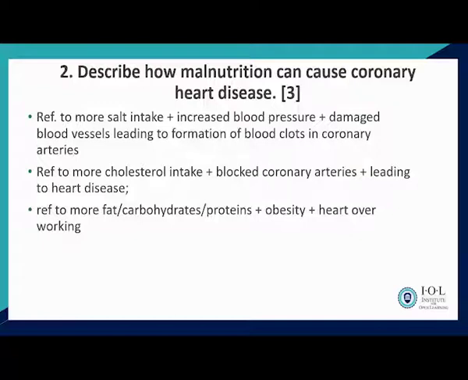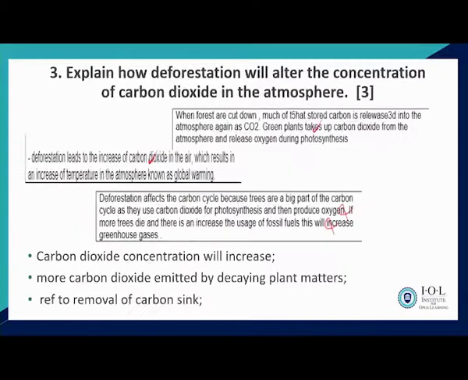Then you can also refer to more fat intake, carbohydrate intake, protein intake. Those things must be more than what the person is needed. This may lead to obesity. And when the person is obese, the heart is under strain because it's pumping a large volume of blood to a large volume of bodies. So we can say the heart is overworked. Example number 3, explain how deforestation will change the concentration of carbon dioxide in the atmosphere.